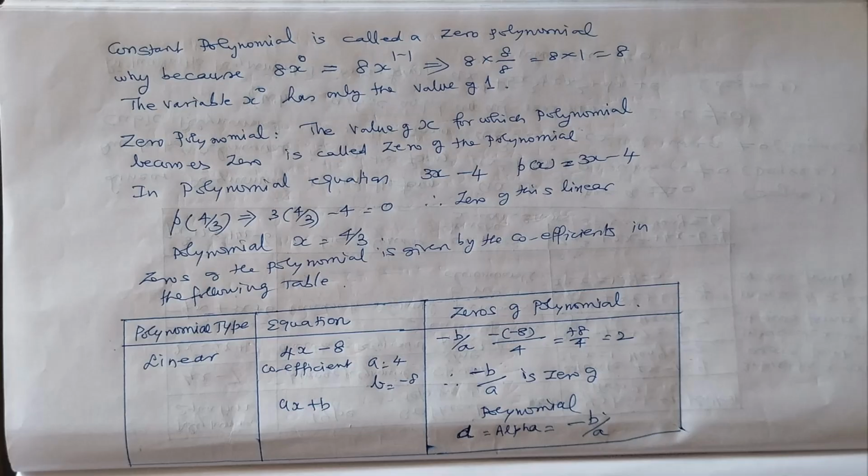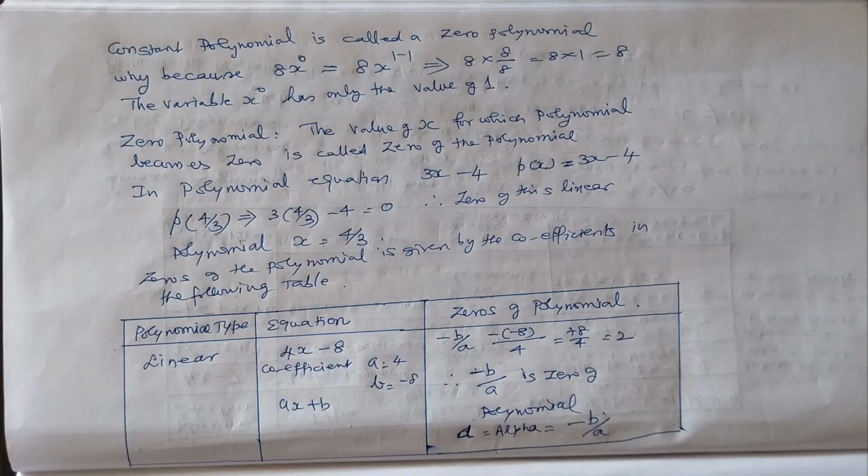The value of x for which the polynomial becomes 0 is called the zero of the polynomial. In the polynomial equation 3x minus 4, which is p(x) equal to 3x minus 4, x is equal to 4 by 3. If you substitute 4 by 3 in this equation, the polynomial becomes 0. This is called the zero of the polynomial.